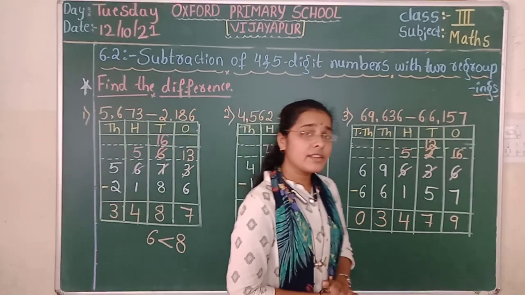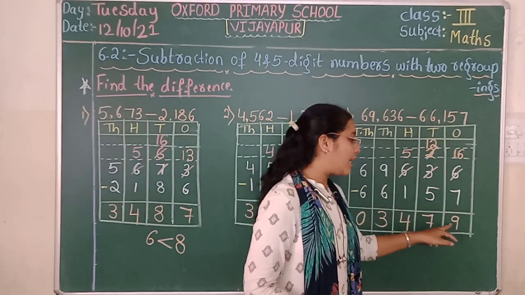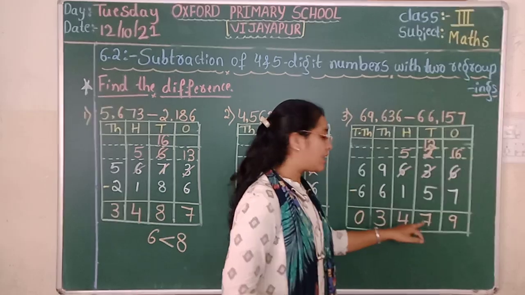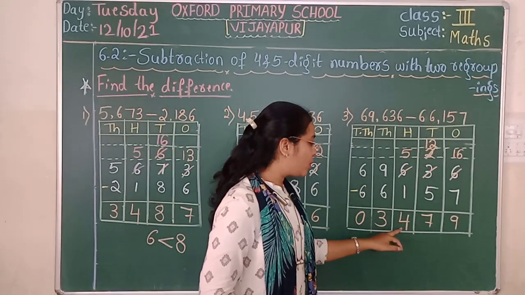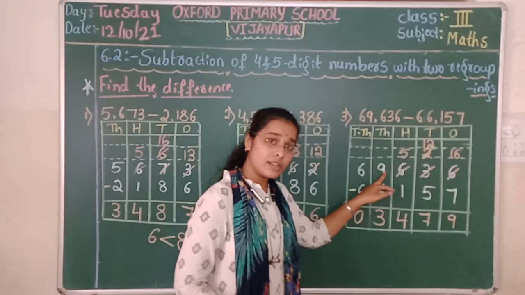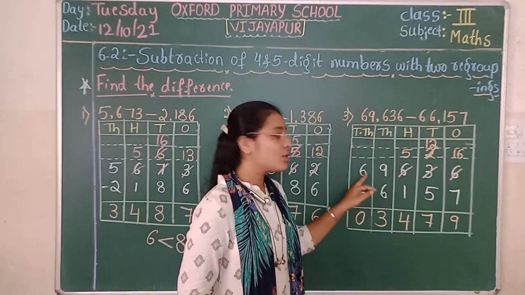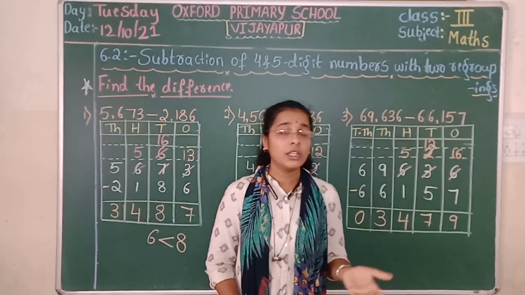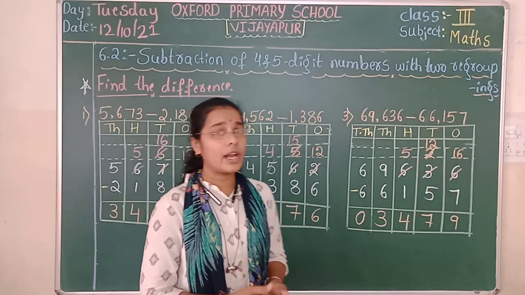To check your answer, you have to add these two numbers. 7 plus 9 is how much? 16. Correct. 5 plus 7 is 12. Correct. 1 plus 4 is 5. It is also correct. 6 plus 3 is 9. It is also correct. 6 plus 0 is 6. So what did we get? The answers we got are correct. So what we have to do? By checking this, we have to confirm our answer.